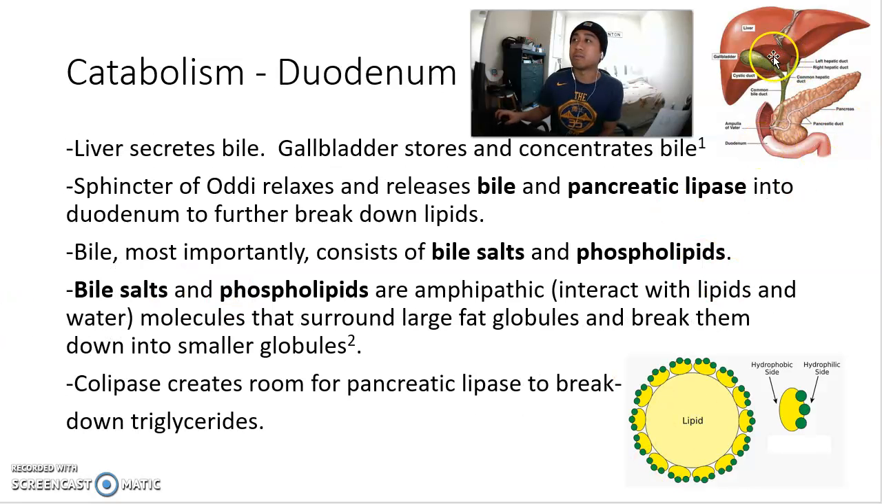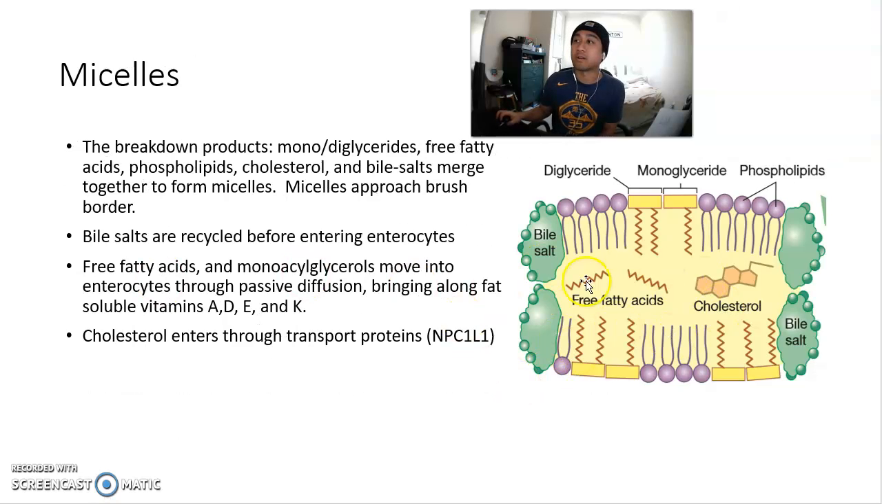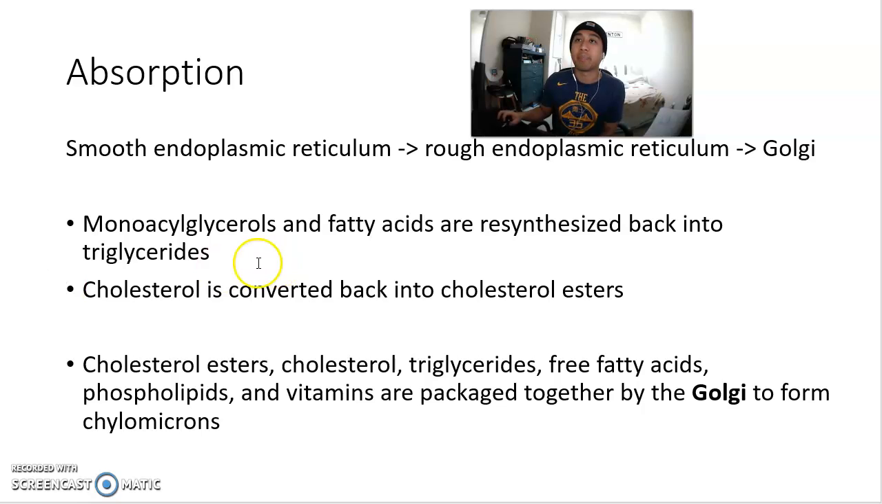And we also have bile secreted by the liver and stored in the gallbladder, so that we can use the bile salts and phospholipids to coat the lipid and emulsify it into smaller droplets. These smaller droplets contain all of the breakdown product, and they form micelles. The bile salts are recycled back into the system, and the breakdown product will diffuse passively along with all these vitamins. They will be packaged up through this pathway, through the smooth and rough ER into the Golgi. Cholesterol actually moves through a protein, not passively.